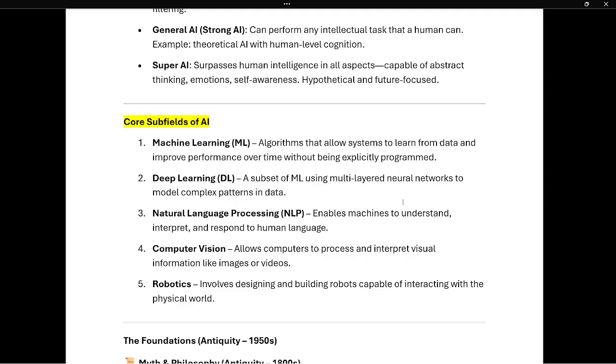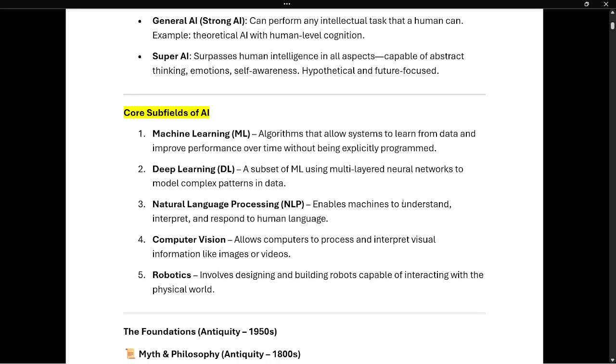Now comes computer vision. So computer vision allows computers to process and interpret visual information like images and video. Computer vision is basically used in industries also, robotic industries, barcode scanning systems, or signal detection, sign detection on the roadway. So these are examples of computer vision. Now we have robotics, which involves designing and building robot capabilities. So these are all examples of core subfields.